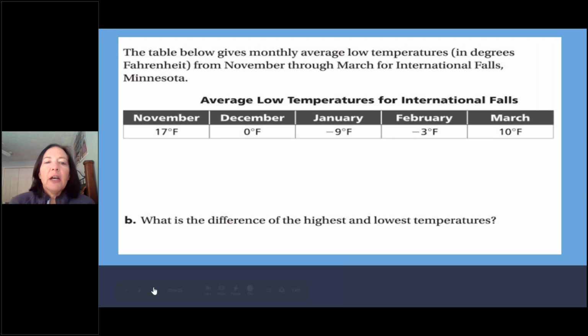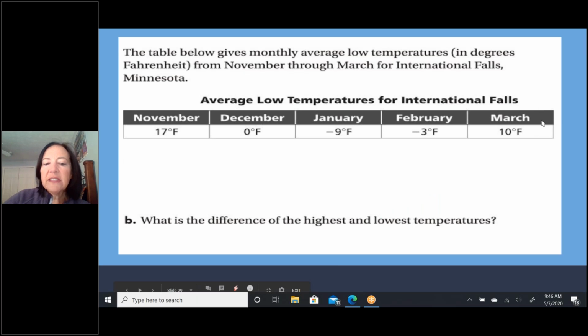The table below gives monthly average temperatures in degrees Fahrenheit from November through March for International Falls, Minnesota. It's the same chart that we had just a minute ago. But this time, we need to tell what is the difference of the highest and lowest temperatures. And I want to see you write a number sentence for this one. So I want a number sentence, and I want to know the difference of the highest and lowest temperatures.